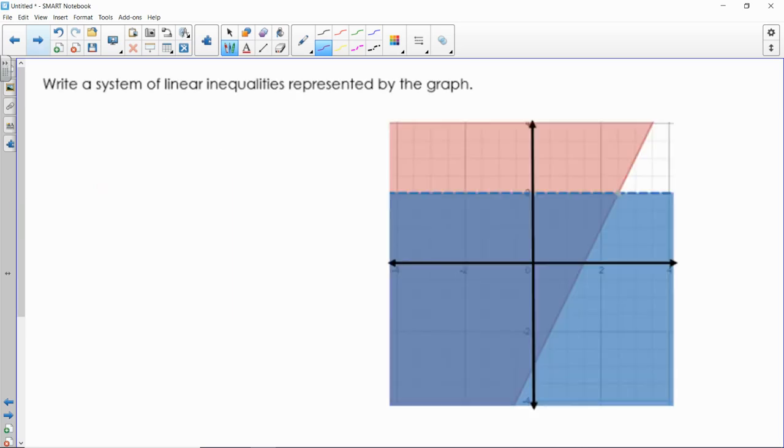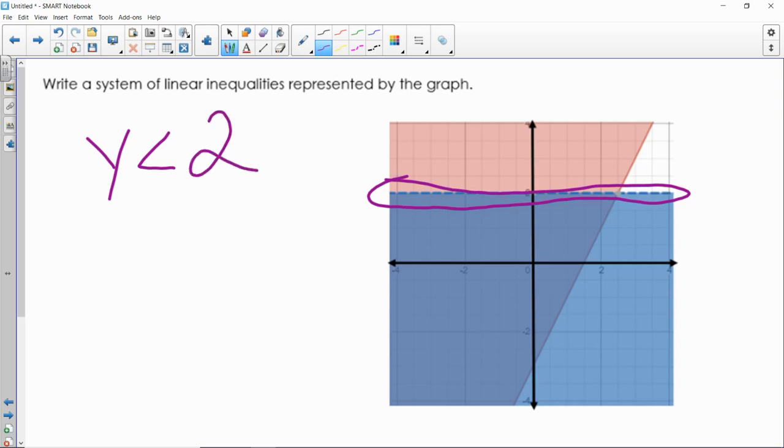And finally, moving on to the last question. The first thing I see is this dashed line right here. It's horizontal, so I know it's going to be y. I'm shading below the line, so I know it's going to be less than, and it's going through 2 on the y-axis. So y is less than 2.